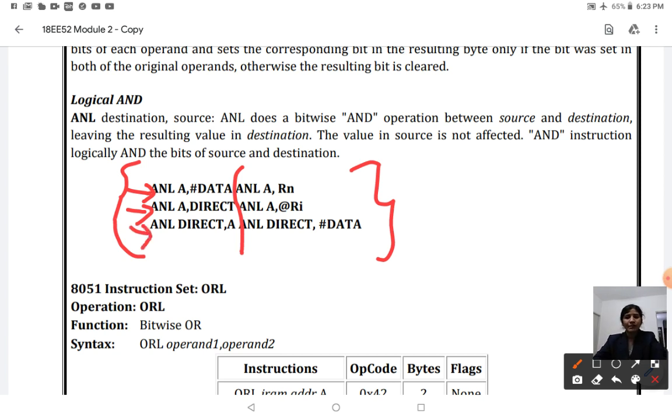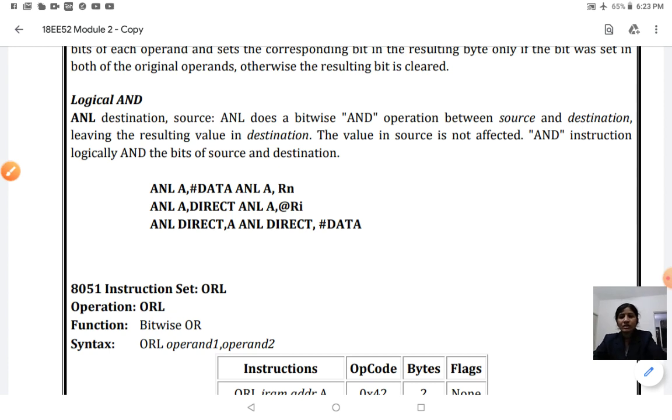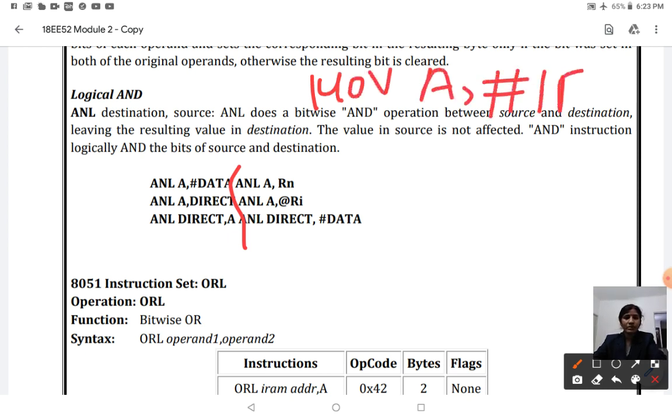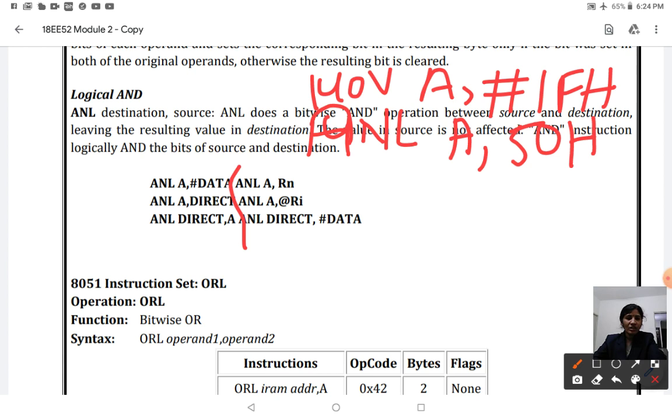For that I'll show one example. For the first instruction, MOV A comma hash data, we have already discussed this. Second one, A comma direct. You can use MOV A comma hash 1FH, which is the data available in the accumulator. Next, ANL, that is AND logic, the content of the accumulator with 50H. Here there is no hash symbol, so 50 represents an address.